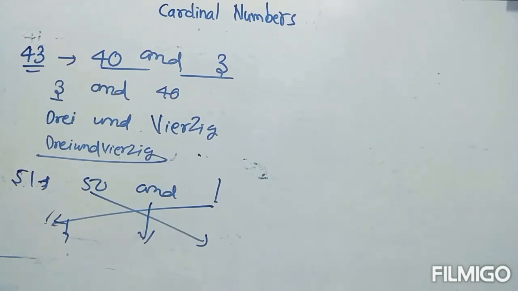Okay, so today's class is all over. Next class we will learn some extra numbers: 1000, 1001, 1002, 100, 101, 102, and also ordinal numbers.